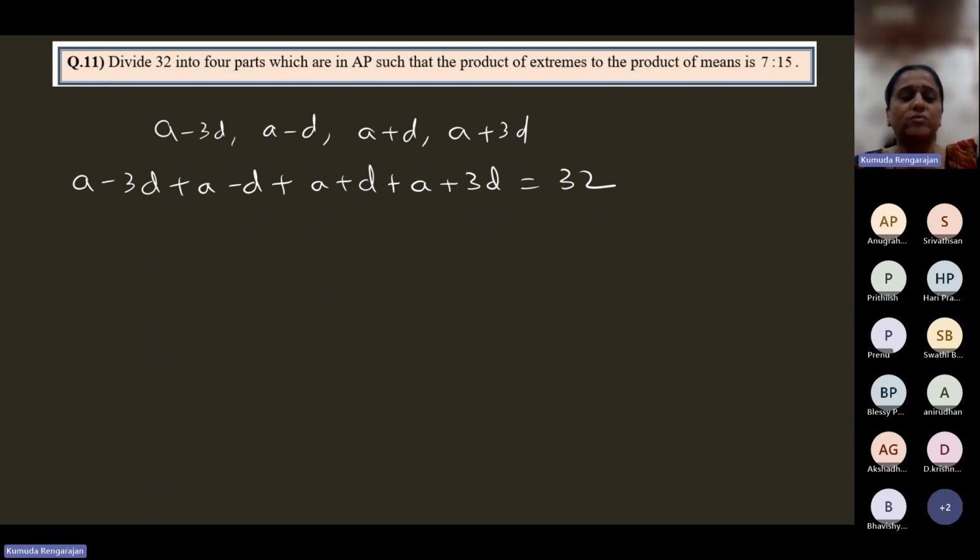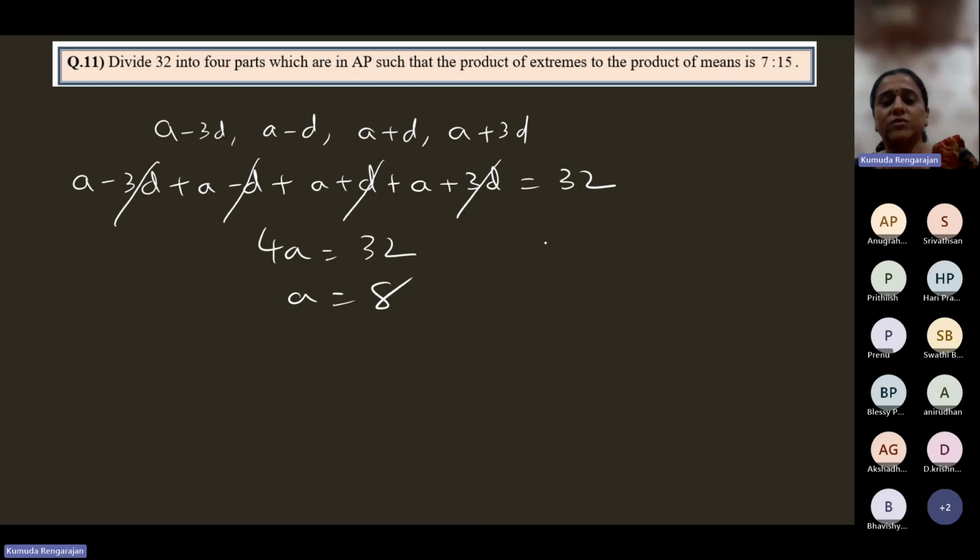So let the 4 parts be A minus 3D, A minus D, A plus D, and A plus 3D. The sum of these 4 parts is equal to 32. That's one equation. So you will solve this and find the value of A: minus 3D plus 3D plus D minus D, 4A is equal to 32. A is equal to 8. Then the other information is product of extremes. These are the extremes. Product of means. These are the means.